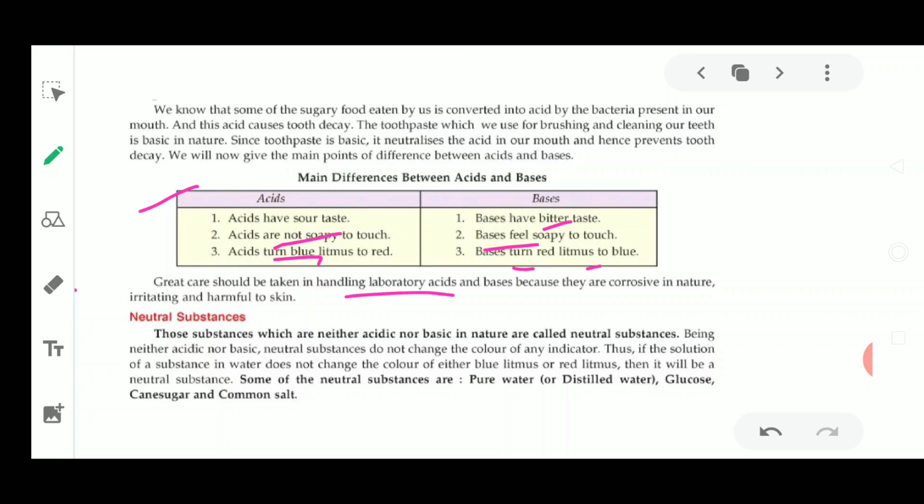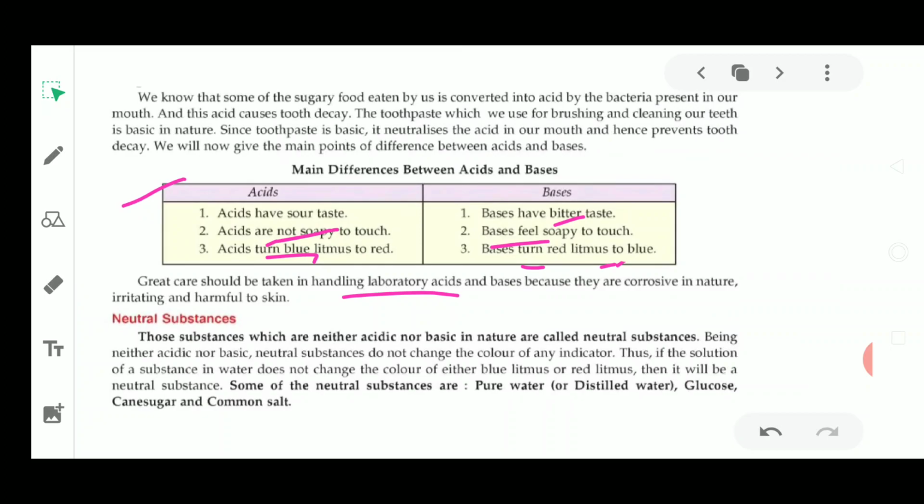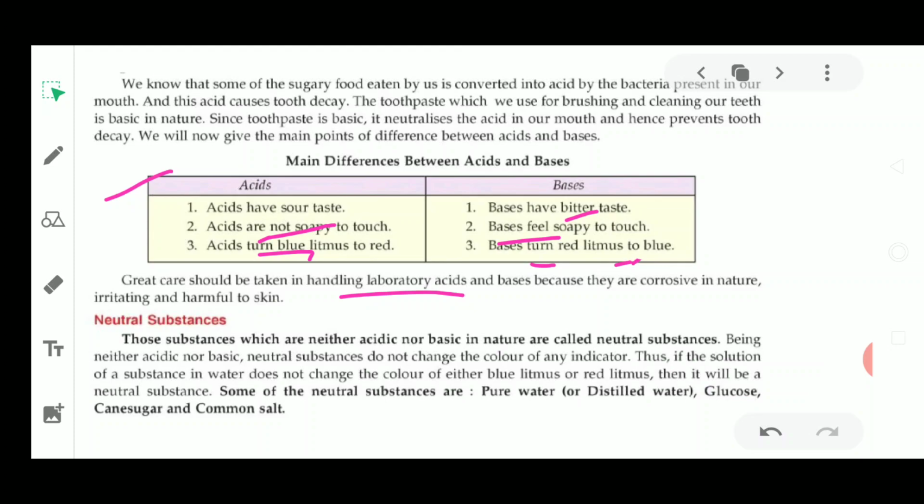Now, what are neutral substances? These neutral substances are the substances which are neither acidic nor basic in nature. Being neither acidic nor basic in nature, they are known as neutral substances. They are not going to show any color change in any of the indicators. No color change will be shown. Such a solution is not going to change the color of either litmus or phenolphthalein.